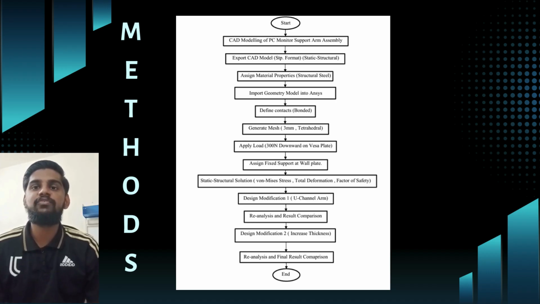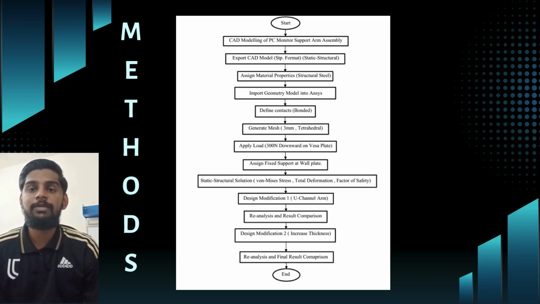This slide shows the flow chart of the methods used in this project. First, all components of the PC monitor support arm were modeled and assembled using CATIA. The complete assembly was imported into ANSYS Workbench for analysis. Structural steel material properties were assigned to all components. Bonded contact conditions were defined between interacting parts to represent fully tightened fasteners. Next, boundary conditions and loading were applied, where the wall mounting plate was fixed and a 300 Newton downward load was applied at the VESA mounting plate.